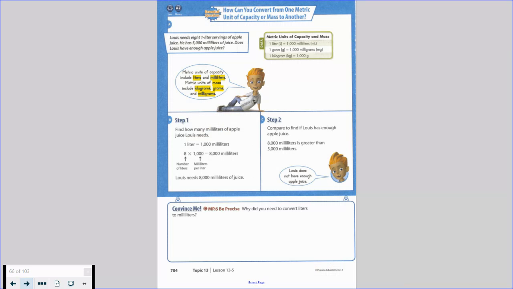So I want to remind you, you have a conversions chart on the visual learning page. It's page 704 in your math book, so use that conversions chart. But really, you can just remember that you're working with the number 1,000.